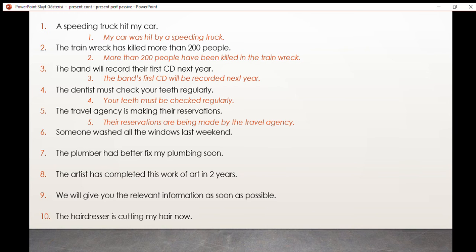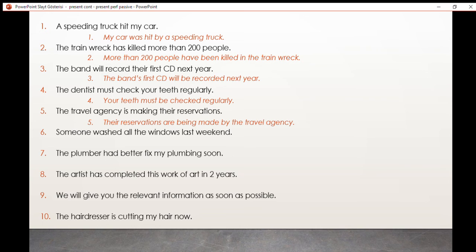It depends on what we are trying to say. It depends on which part is more important. If somebody's asking me who is making their reservations, then I can say their reservations are being made by the travel agency. But if somebody asks me, are the reservations being made? Then I can say their reservations are being made, so don't worry.